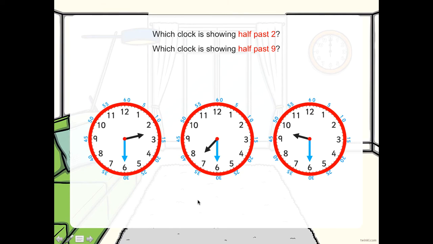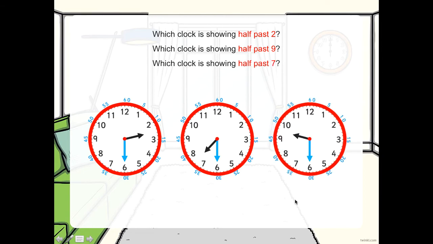Which clock is showing half past 9? We know it can't be this one. We've already looked at it. Which of these two shows half past 9? Good job. It's this one here. The minute hand is on the 6. The hour hand is halfway between the 9 and the 10.